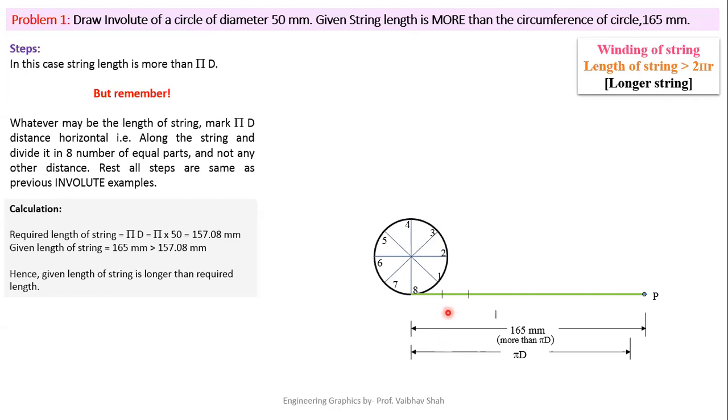1, 2, 3, 4, 5, 6, 7, and 8. After that, we will give numbering from this point. So this will be your 0, 1, 2, 3, 4, 5, 6, 7, and 8. Now, as you can see, we have additional string from 8 to P, which is nothing but your longer string. This is the extra portion of your string. For that, we are doing this example. So the next step is very simple. We'll be drawing tangents from each of the points 1, 2, 3, 4. So let us draw a tangent from each of the points like this.